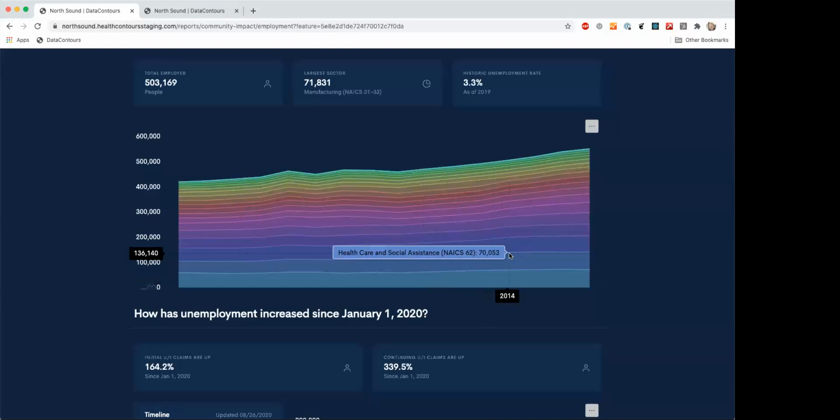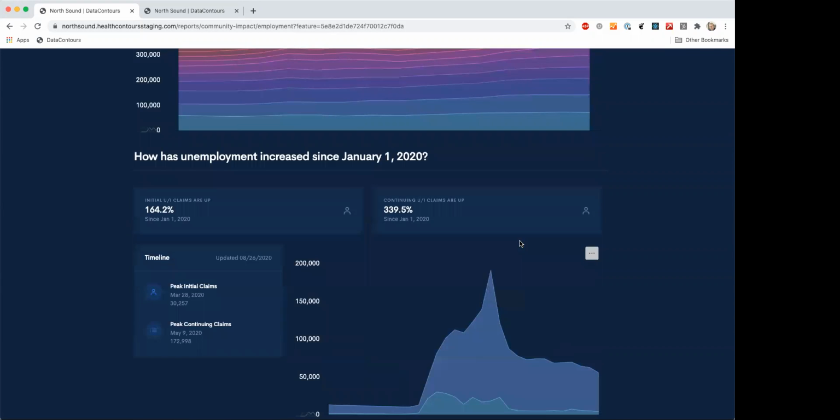The second and third sectors by employment are healthcare and social assistance at 70,000 and retail trade at 59,000, and then it starts to tail off after that. So important to note, because these two categories have seen significant impacts because of COVID shutdowns.